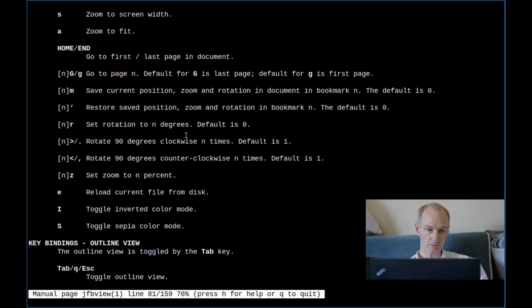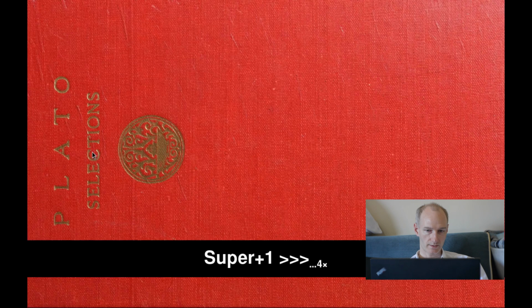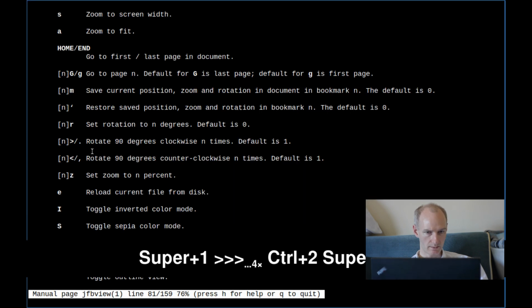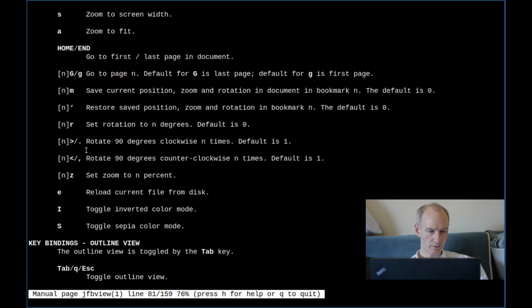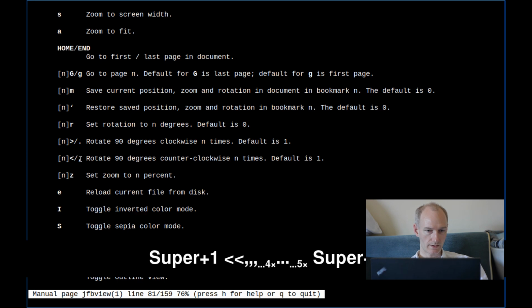Set rotation to degrees. Let's play around with some rotation. I'm not going to do all of it. Let's just do, look at that. Spin that round. And then you can use dot or comma for rotate counterclockwise. There you go, play with that.